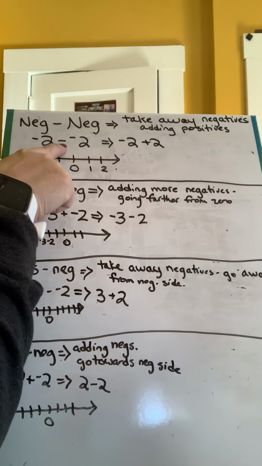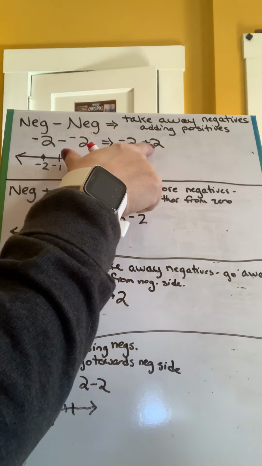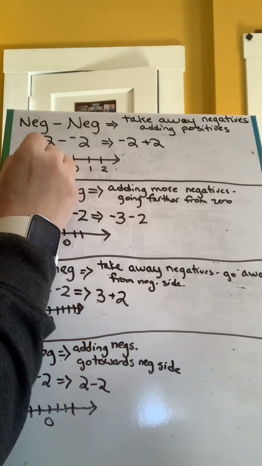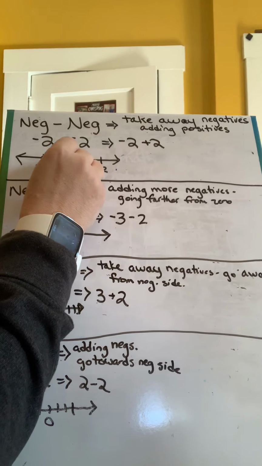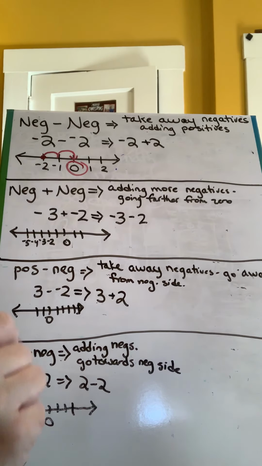So negative 2 minus negative 2, I like to think of it as negative 2 plus 2. So if you're at negative 2, you're adding 2, which ends up at 0.